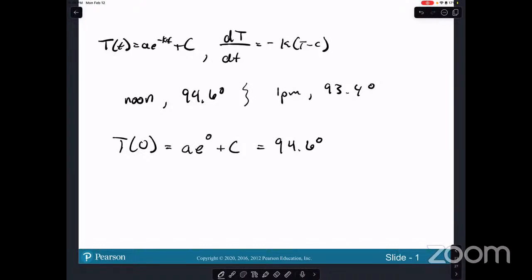Okay. So right now we have A plus C equals 94.6. And then after 1 hour, let's just plug in what we have. We still don't have any specific information on A. The rate, I think we can get the rate from there, but I'm going to come back to that. So we got a negative K. We still don't know C, and that temperature is 93.4.